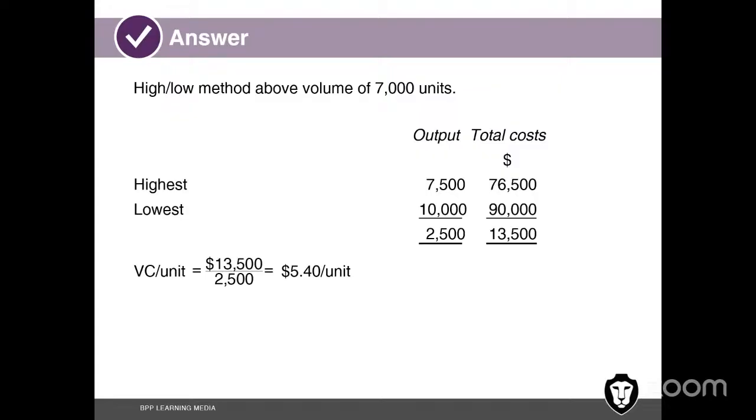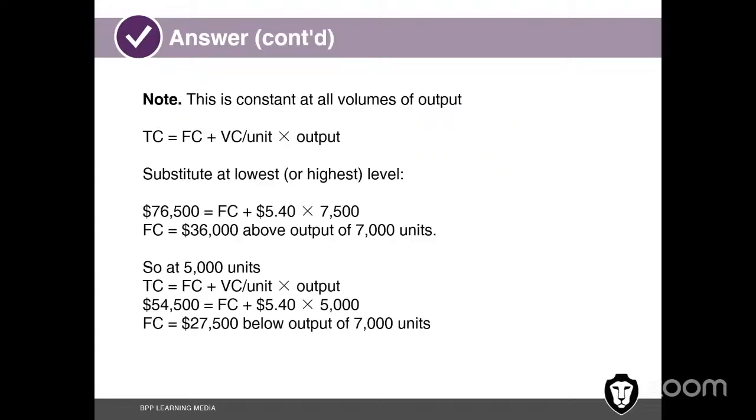How do you do that now? You're going to use the same total cost equation and work it for any one of the activity levels that is above the 7,000 and one of the activity levels that is below the 7,000. That's how you're going to know what the fixed cost is above 7,000 units and what it is below 7,000 units. So when we have the $5.40, we're just going to use the fixed cost equation. Again, use the same equation, but you use any one. So you can use the 7,500 or the 10,000.